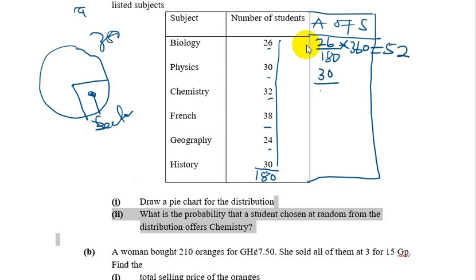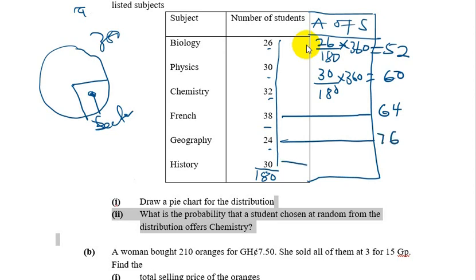30 divided by 180 times 360. That will also give us a value like that. That's how we'll be doing it. So this one will give us 60. Then for 38, we are getting 64, right? For 24, we will get 76. For 30 again, we will get 60.